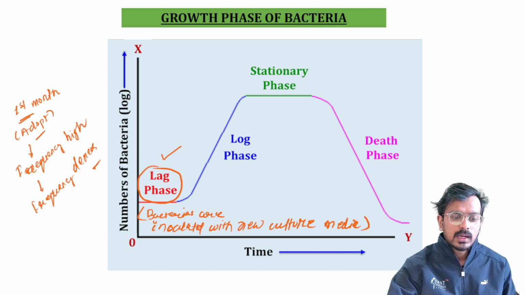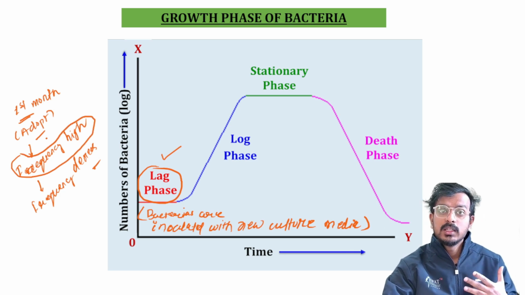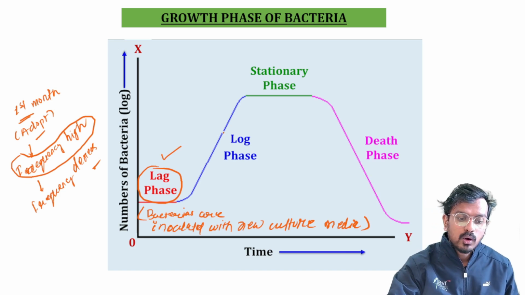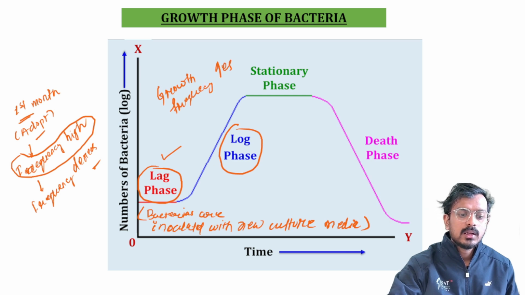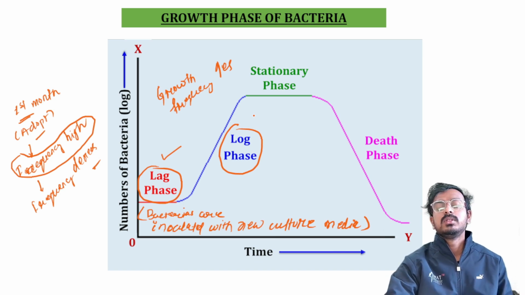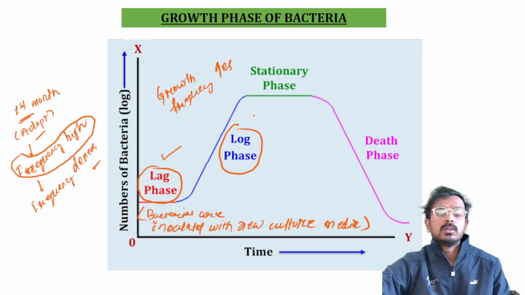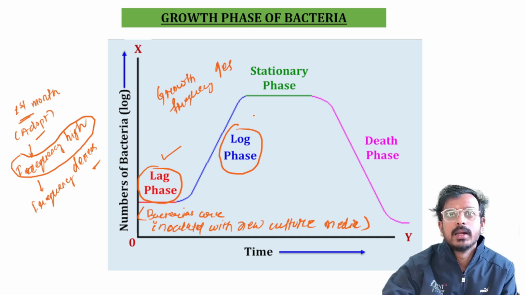After that, as I told you, when friendships are made and enjoyment starts, your frequency will be high. So in the log phase, the growth frequency is very high. Here reproduction is at its maximum peak, so bacteria start doing binary fission for their reproduction, and the bacterial number basically doubles at that time.